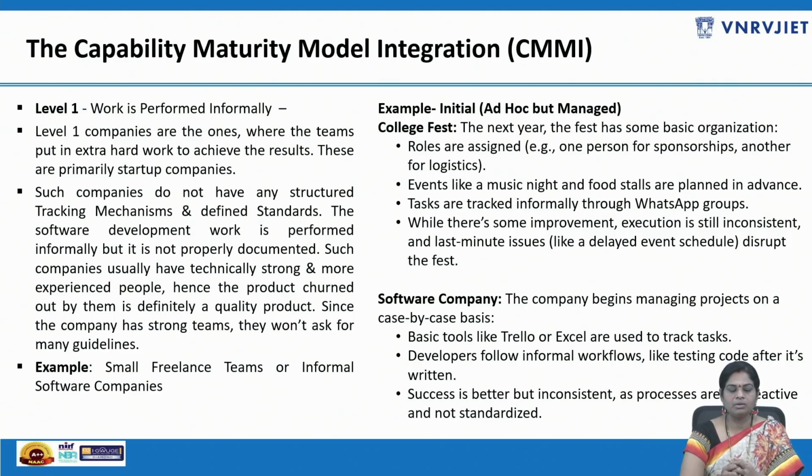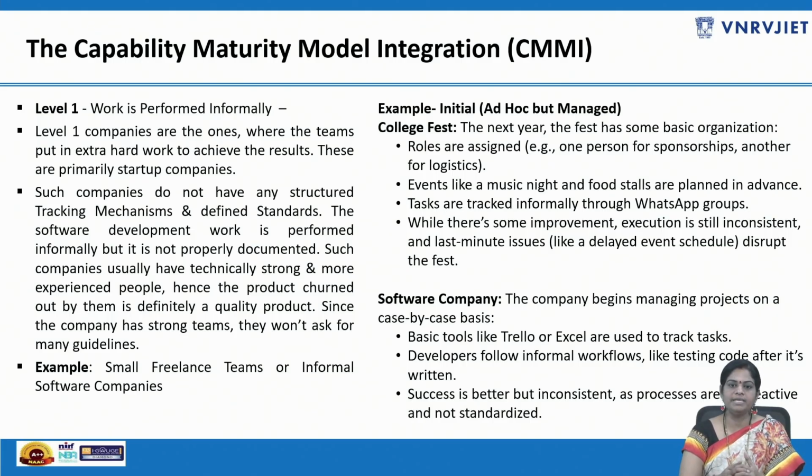These companies don't have any structured tracking mechanisms or standards. All the work is done informally. Documentation, you can't count on it. Sometimes it is documented, sometimes it is not properly documented. But the takeaway for level 1 is that technically strong, more experienced people are there. Hence the product churned out by them will definitely be a quality product, since the company has strong teams, and even though they don't expect guidelines from the company, they give their best. Examples are informal software companies and small freelance teams.